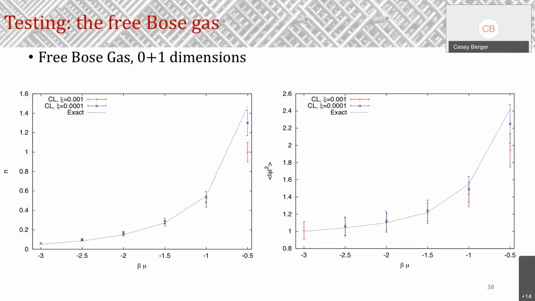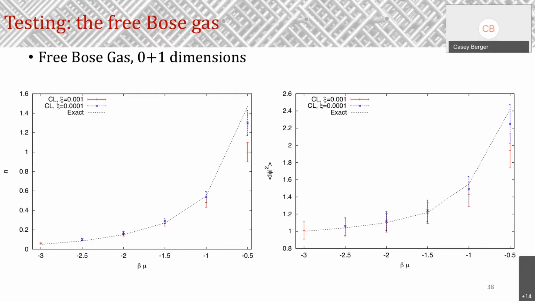Okay, so here are our results from this 0+1 dimension free Bose gas. You can see the dotted lines are the exact solution for the density, and over here the field modulus squared, so basically the magnitude of the field. You can see that our complex Langevin solution does recreate the exact solution. So, so far so good with the complex Langevin method.